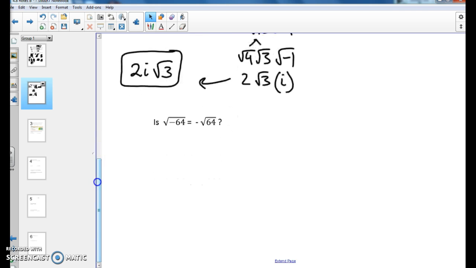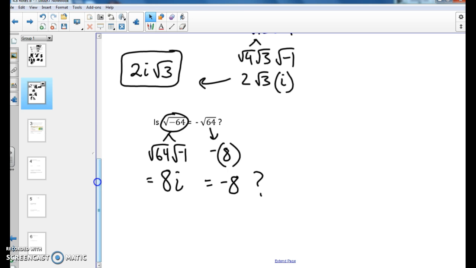The last one on this page is this. It's a question for you. Is the square root of negative 64 equal to negative square root of 64? Okay, so let's think about this for a second. This first piece here, we can break down like we've been doing into this, square root of 64 times the square root of negative 1, which is going to be 8i, versus this guy over here is going to become negative, and then the square root of 64 is just 8. So is 8i equal to negative 8? Our answer for that would be no. These are not the same thing. So what I want you to see from that is that negative signs are very important. You cannot just take them for granted, okay?